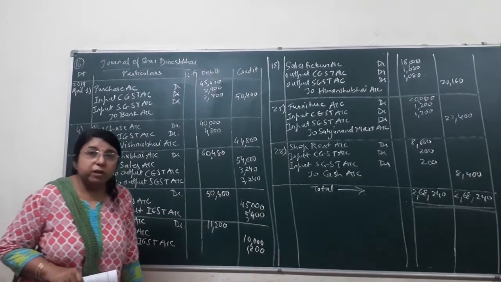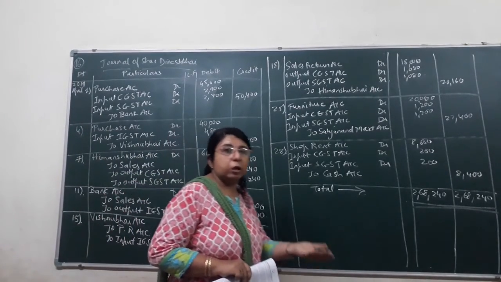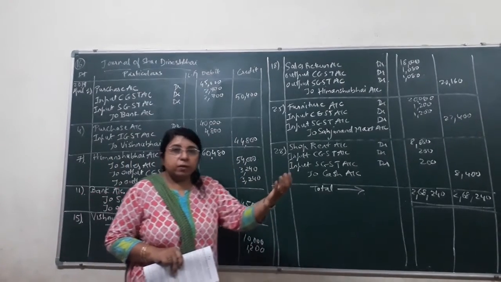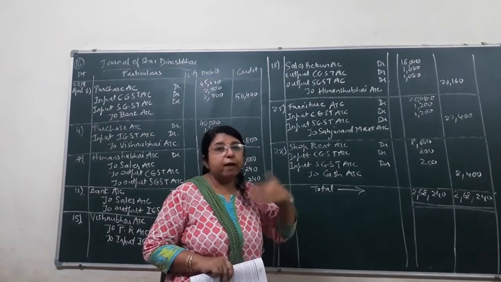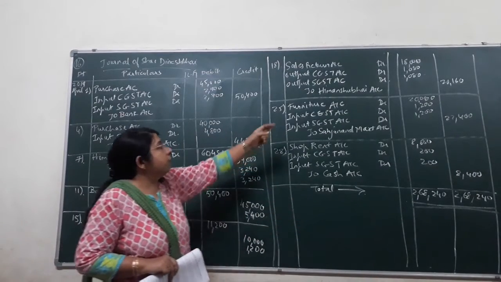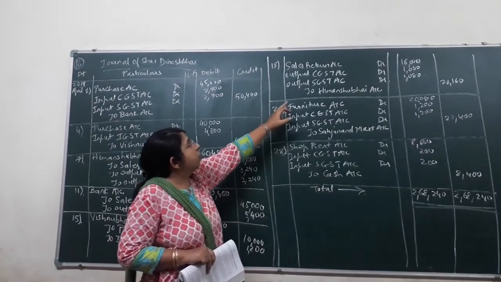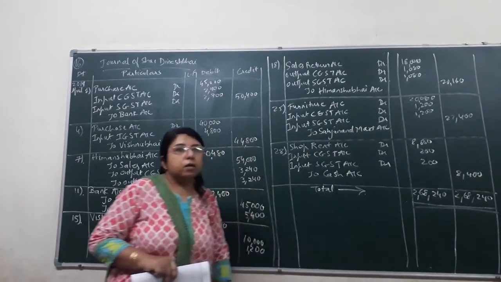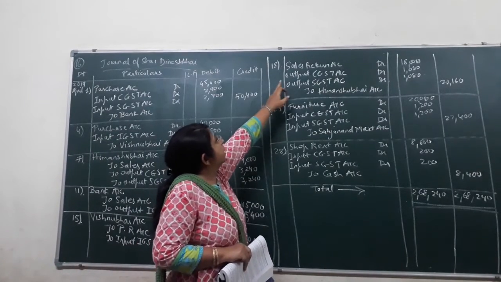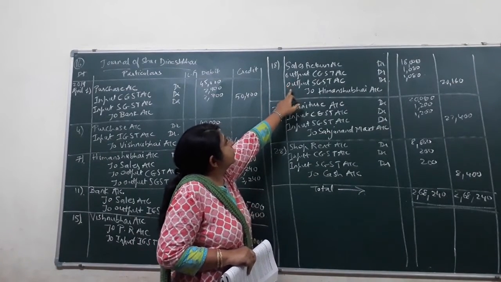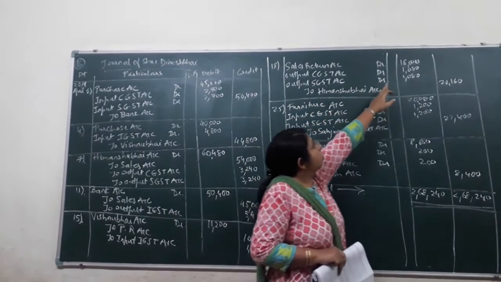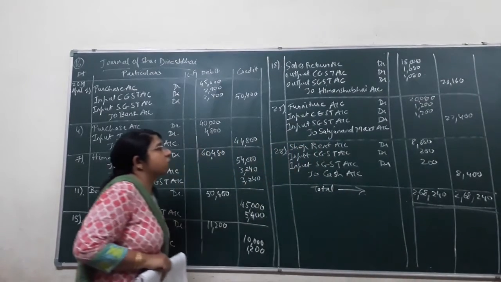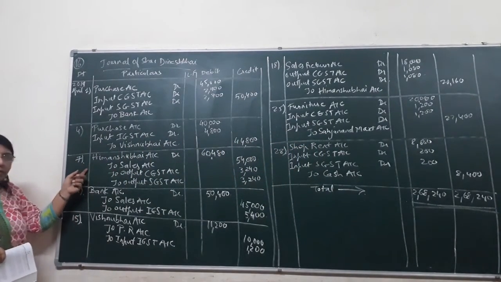20,160. Because previously we had sold the goods to Himanshu Bhai, at that time he had paid the amount to us. But now he is returning the goods to us, so we have to pay the amount to Himanshu Bhai. So Himanshu Bhai's account will be credited by rupees 20,160. That is total of sales return plus output CGST plus output SGST, total of 18,000 plus 1,080 plus 1,080, that will come to 20,160.